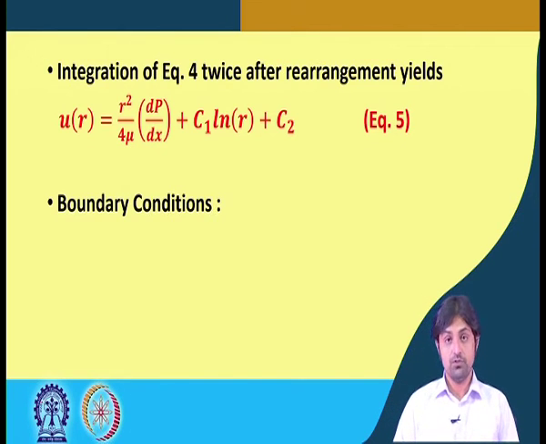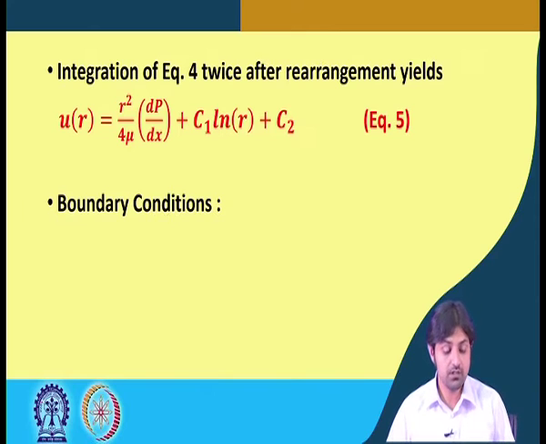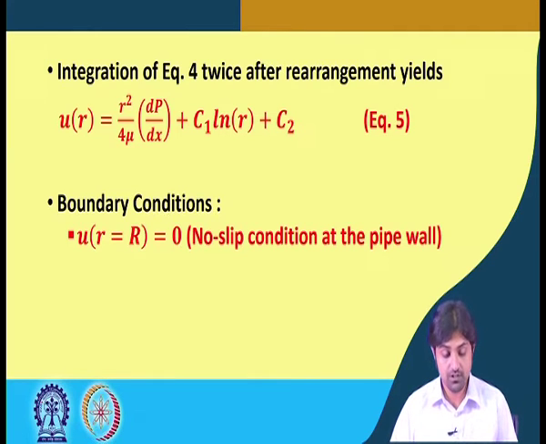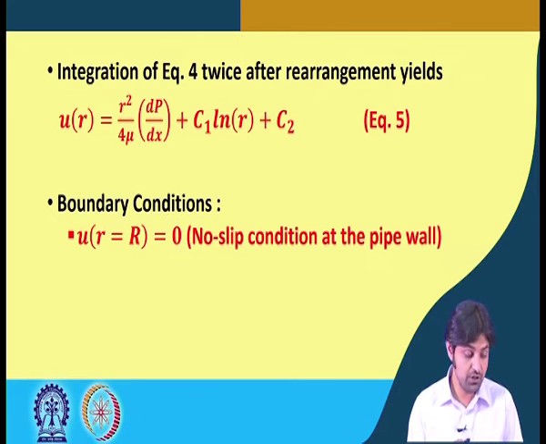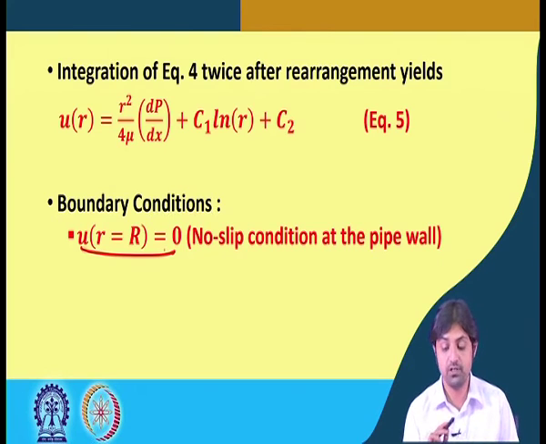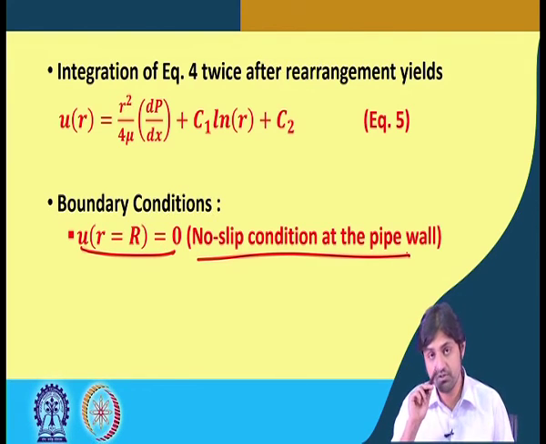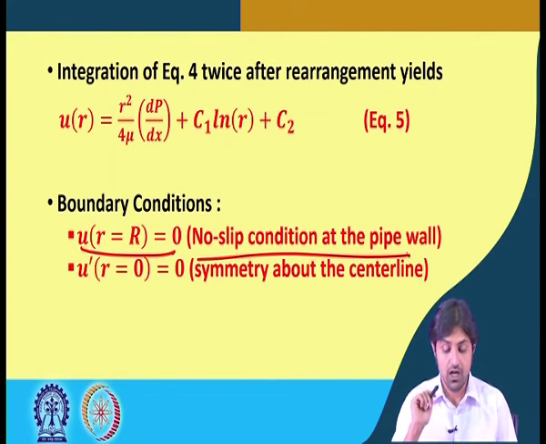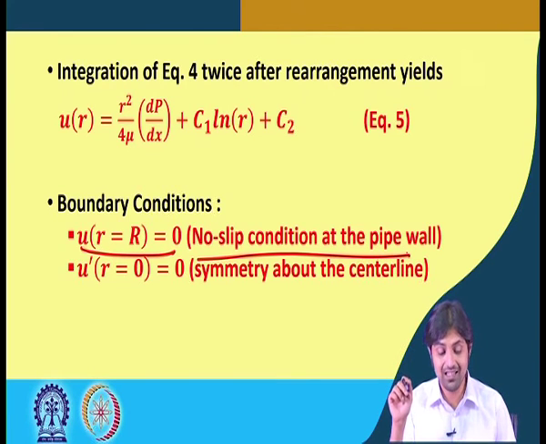All right. So now we will talk about some boundary conditions. Boundary conditions are something that we use to determine the constants of these equations. One boundary condition, which we had actually used in the derivation of dp dx, is that u is equal to 0 when radius is equal to capital R. This is called the no slip condition at the pipe wall, because the pipe wall is at rest, so the fluid element adjacent to the wall will also be at rest. So u at r equal to capital R is 0. Another condition is u prime at r equal to 0 is 0, that is, symmetry about the center line.